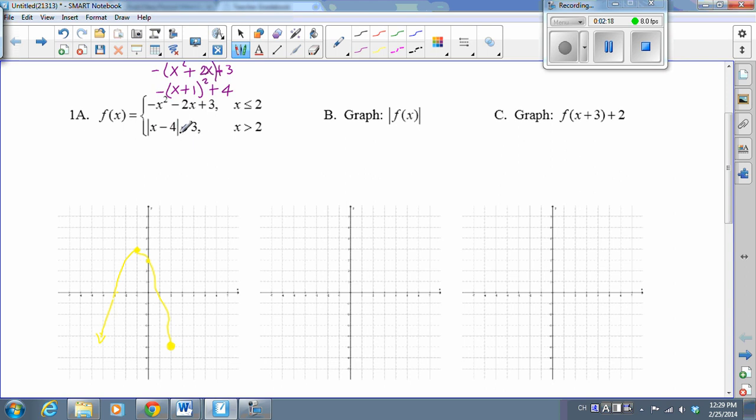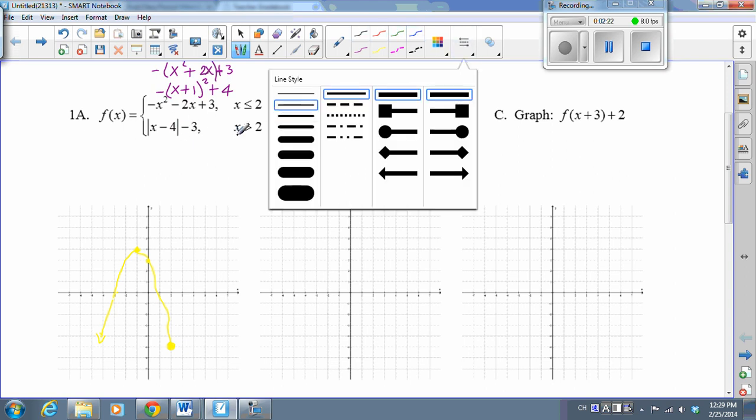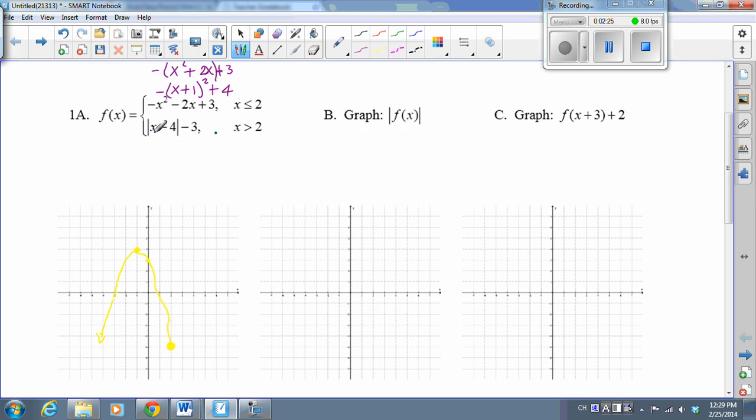Now I will do the same thing for the absolute value function. For the absolute value function, I will start by plugging 2 in here. If I plug in 2, I get 2 minus 4, all inside the absolute value, minus 3, which is equal to 2 minus 4 is negative 2. Absolute value of negative 2 is 2. Minus 3 would be negative 1. So at 2, I'm at negative 1. Instead of a solid point, this time I have an open circle.